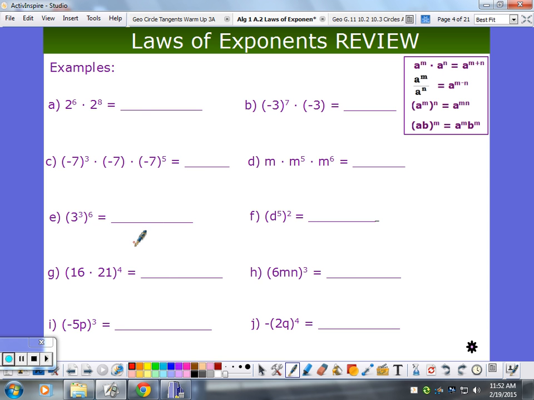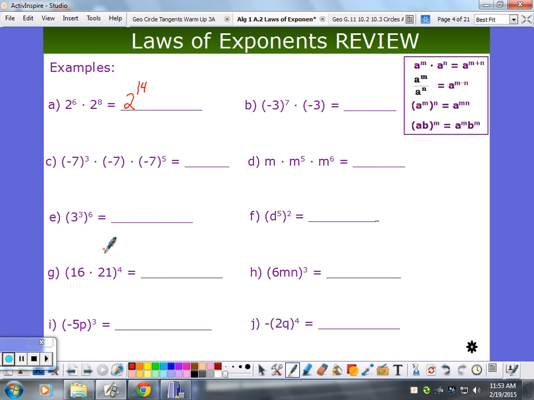Okay, so we're going to do a few examples here. We're on page 1. See all these examples? So 2 to the 6 times 2 to the 8. I want the answers in terms of exponents. So what am I going to get here, Claire? 2 to the 14. Now, how did you get that? I added 6 and 8. Right, the rule says if you're multiplying with the same base, you add the exponents.